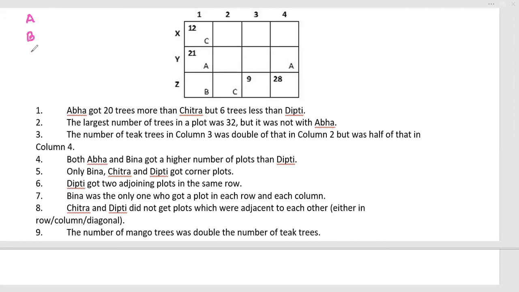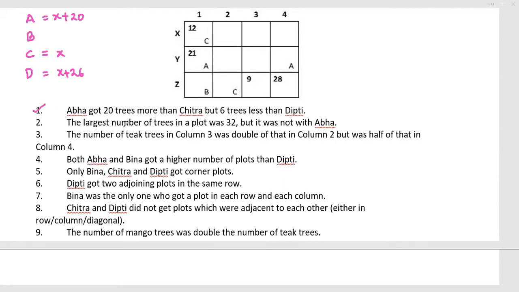A, B, C, D. Let's say Chitra got X number of trees. So Abha will be 20 trees more, so it should be X plus 20. And Chitra, but 6 trees less than Deepti, that means it should be X plus 26. We don't know about B. This is our point number 1.